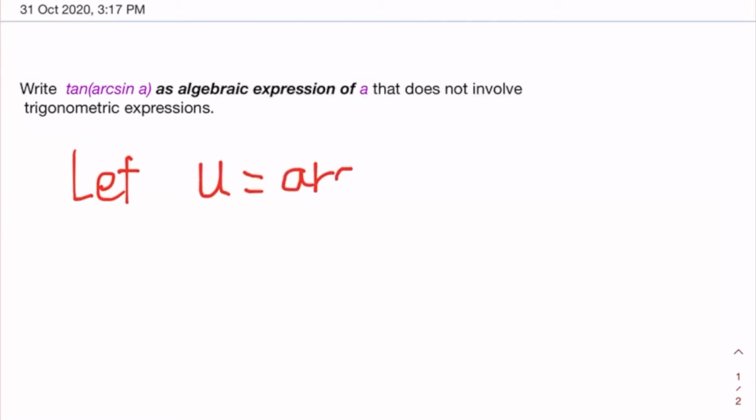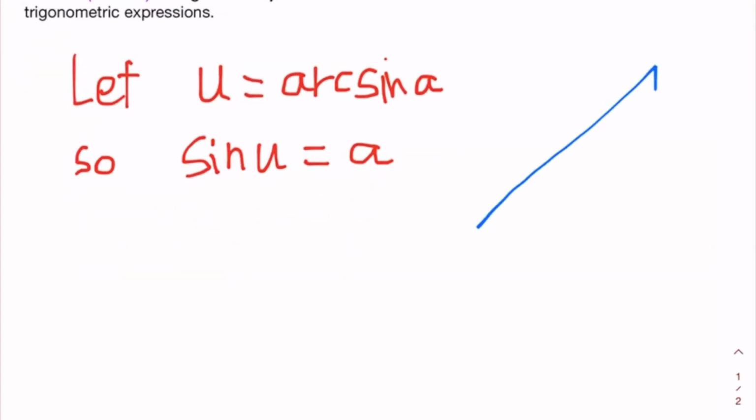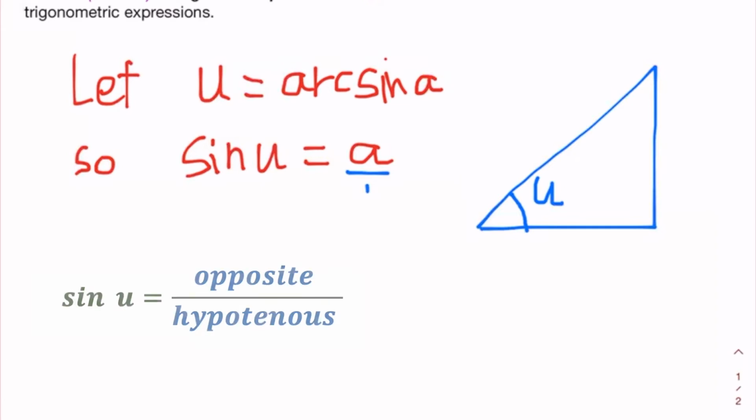So we're going to call the angle arcsine A as U. This is our angle, the angle of tangent. Now, sine U, by definition of the inverse function, equals A. I'm going to use a right angle triangle. This is my angle U, and we use the definition of sine, opposite over hypotenuse. The opposite is A, the hypotenuse is 1.